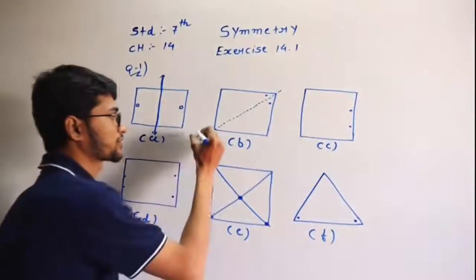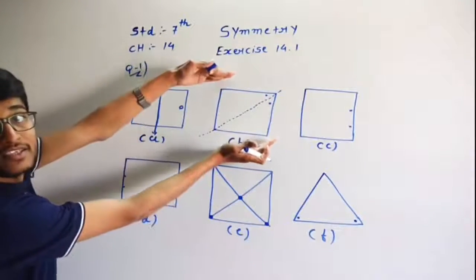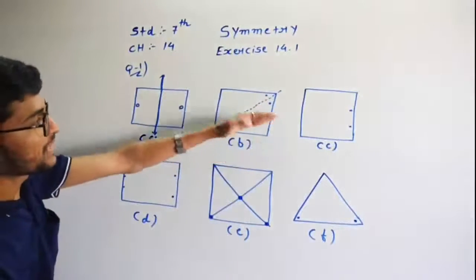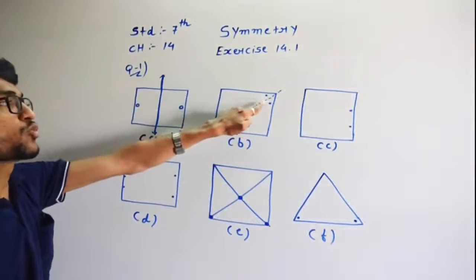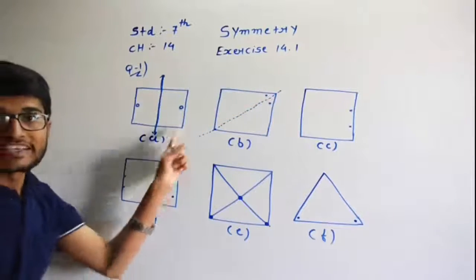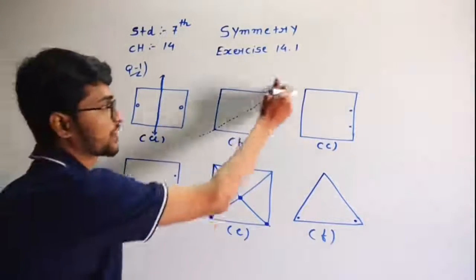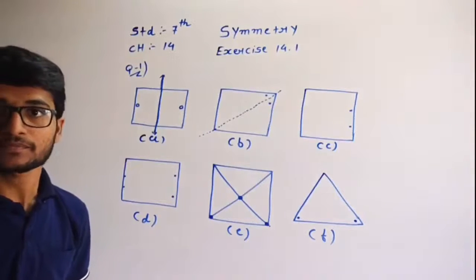Now see, students. These two parts bend onto each other, it means they overlap each other. This part overlaps, and these two dots overlap this one. It means this one is the right line of symmetry. So it's called a line of symmetry. This is also a line of symmetry.